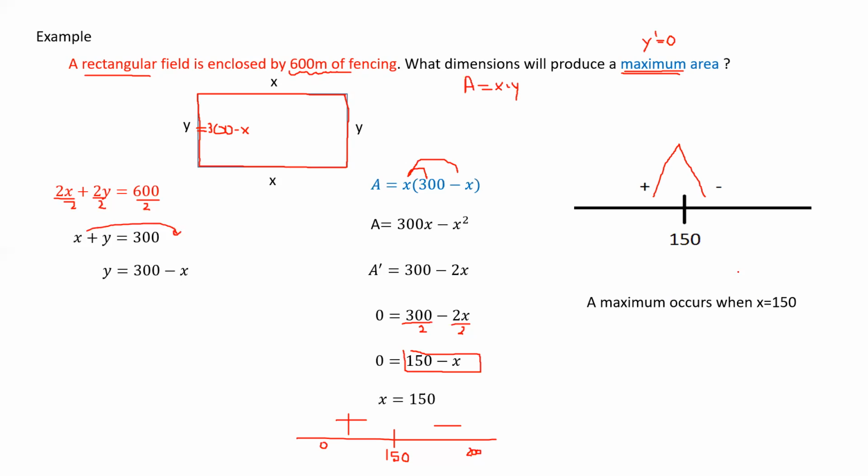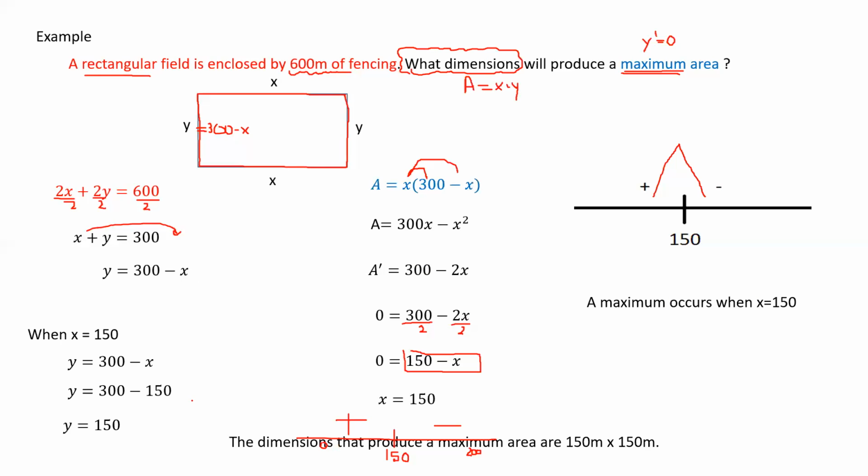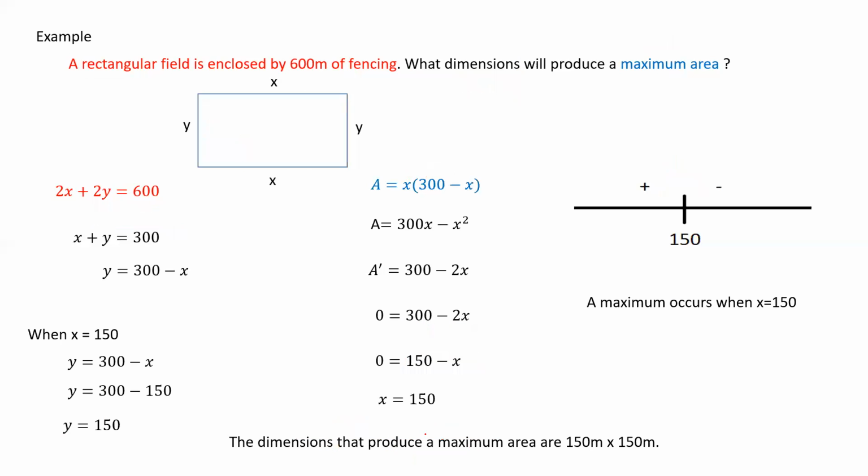What was the question? What dimensions? So the dimensions, we would like to know the values of x and y. So x is 150 and y was 300 minus x. So plug in 150 and we get 150. All right. So the dimensions that produce a maximum area is 150 by 150.